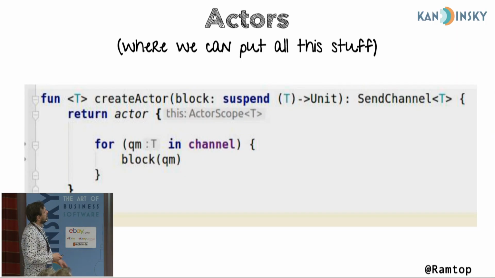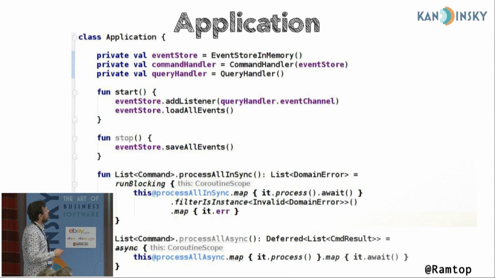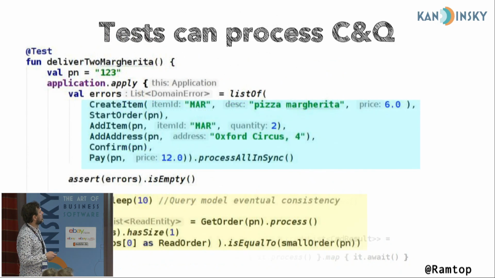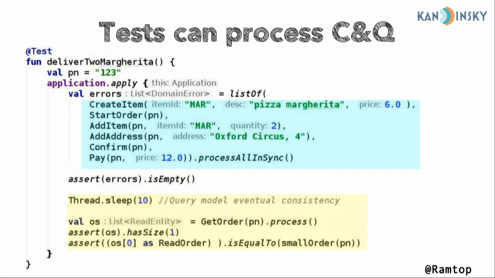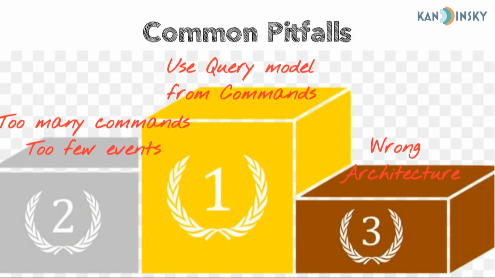And this is how actors work. Basically, an actor just reads all the messages in the channel. And this is our main application. We start all this: event store, command, query, and then we process everything. And this is how a test looks like. We create the stuff and then we execute.